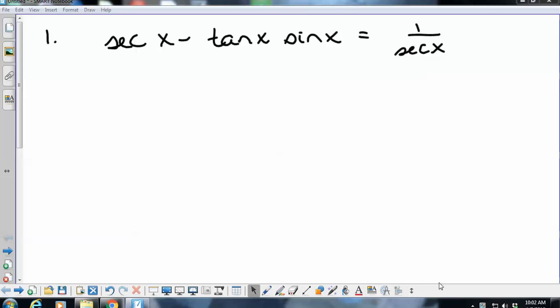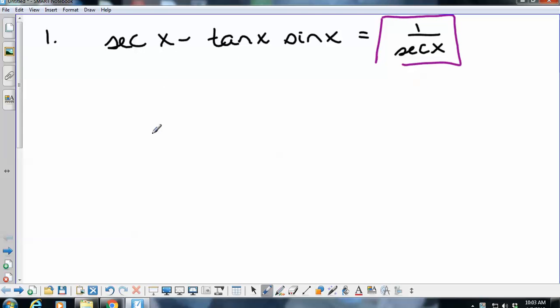We are trying to prove this identity. So we have to pick one side and box it in. And that's going to be our goal. Which side would you like to box in? The right. Okay, usually we try to box in the simpler side. It was easier to get there.